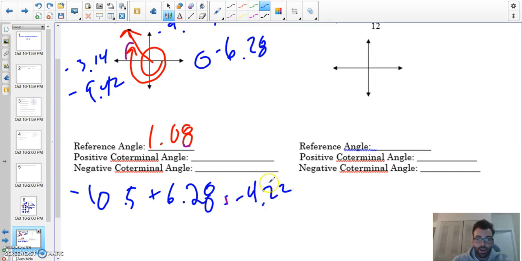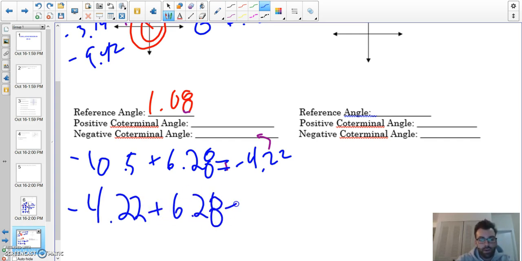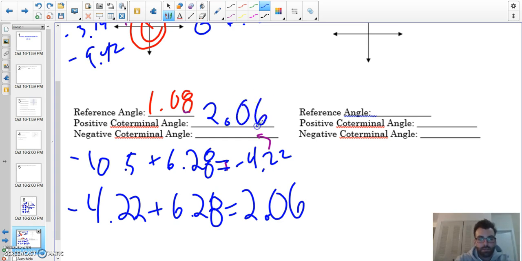So that could be our negative coterminal right there. All right, that negative 4.22 can be our negative coterminal right there. Boom, we already did one of them. So I'm going to take negative 4.22 and add 6.28 one more time so I can get a positive coterminal, which is 2.06. Remember, there are multiple answers for these types of problems, okay?